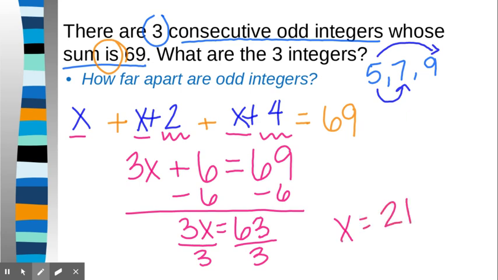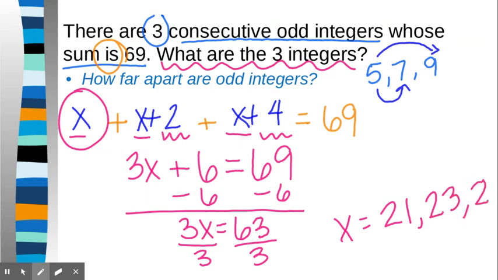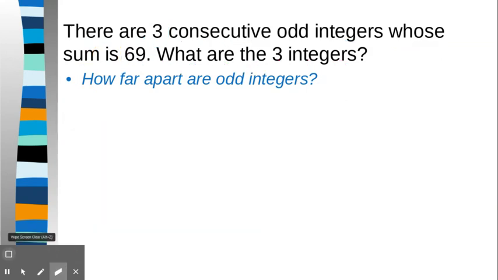But if you go back to your question, it wanted to know what the three integers were. We found the first one. So we'll just list out the next two. That would be 23 and 25. Okay, that one was odd integers.